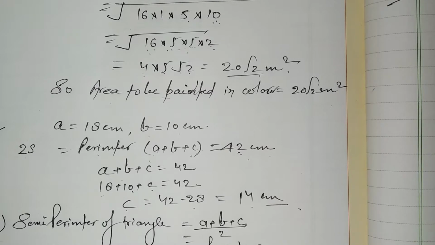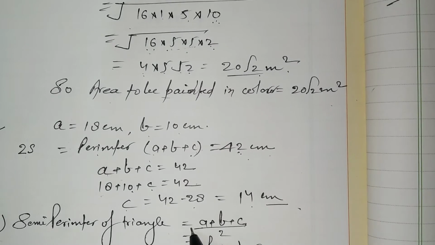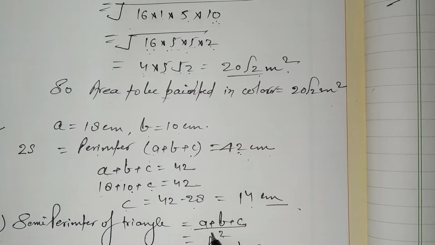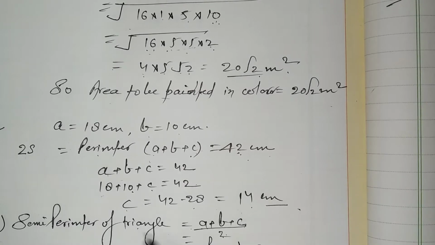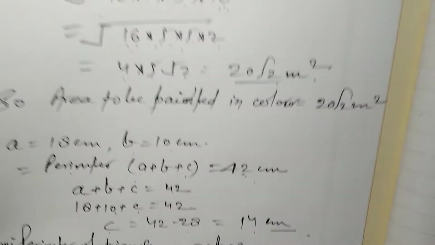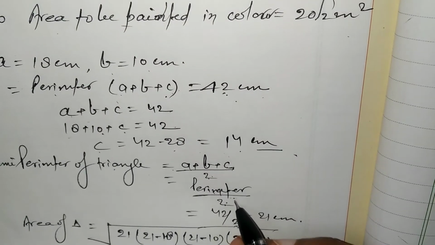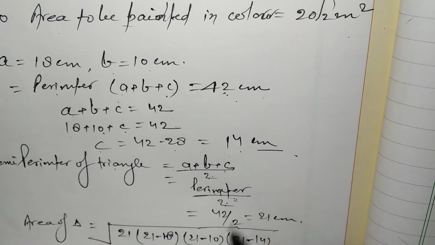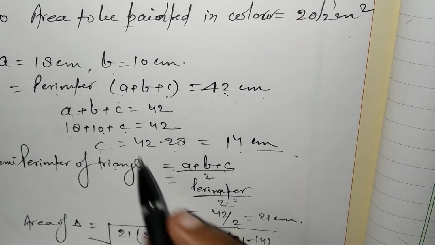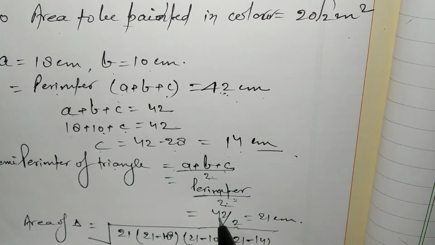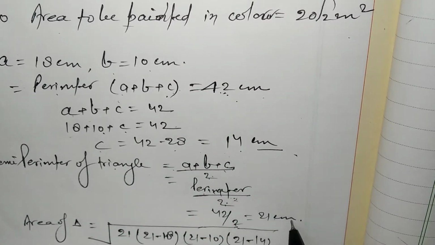The semi-perimeter of the triangle we have to find for finding the area here. So we know that (a plus b plus c) upon 2 is the formula of s. So you can also say this is the perimeter upon 2. This formula is also written like this, means perimeter upon 2, and further perimeter is given to you, 42. So write 42 upon 2. You will get 21 centimeter.